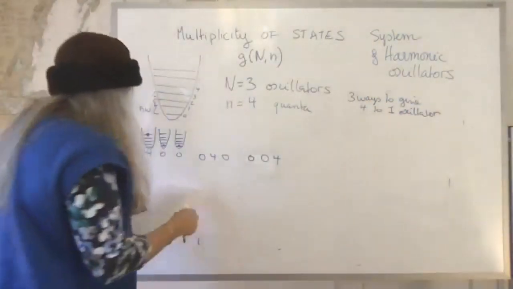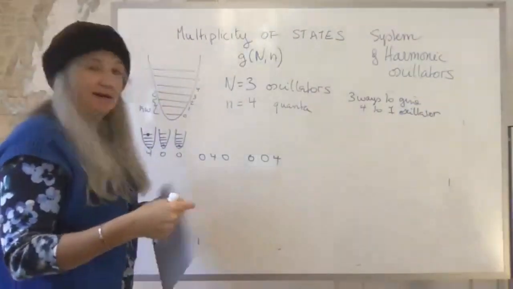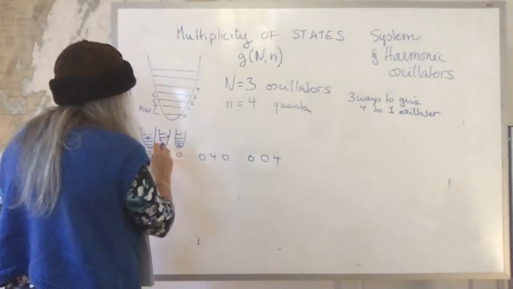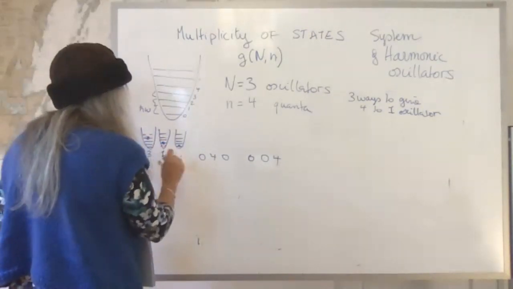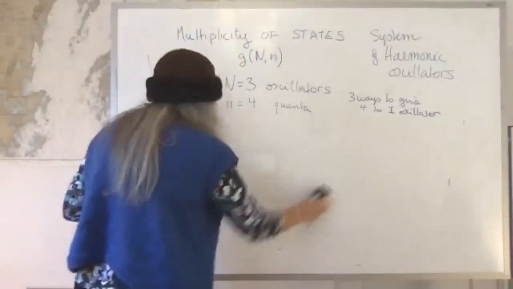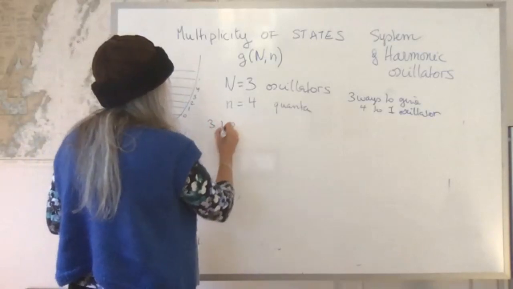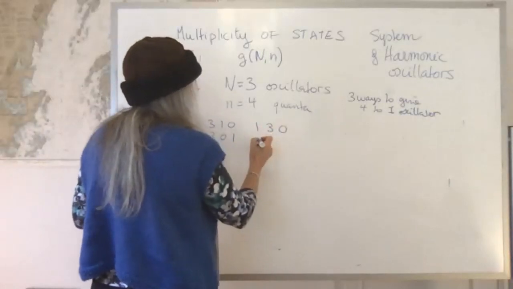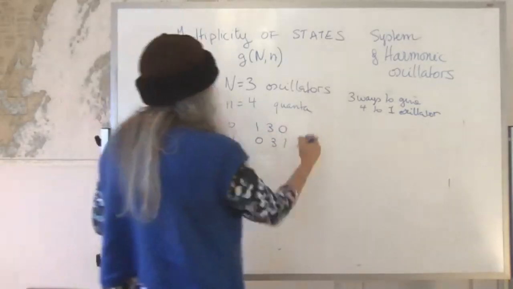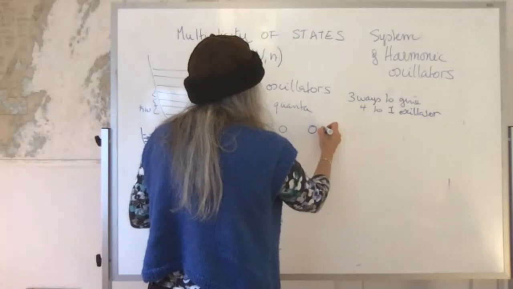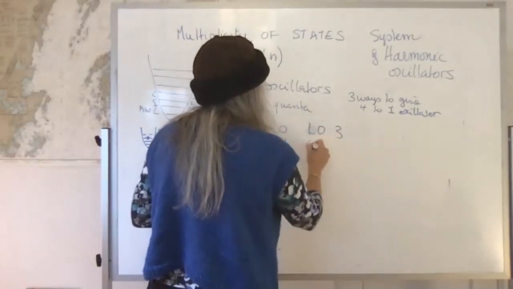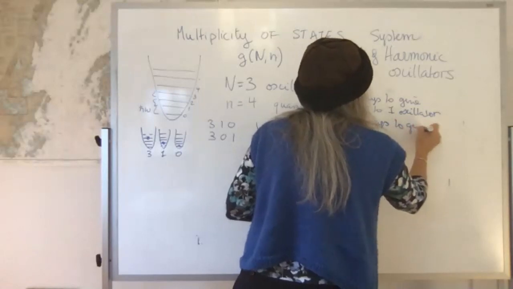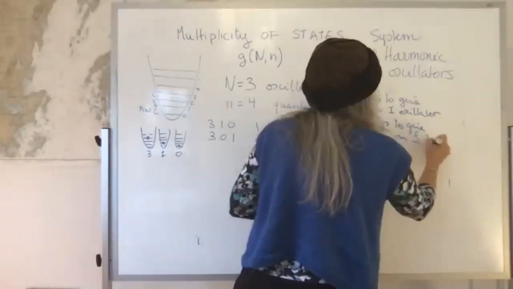Okay. Now let's give 3 to 1 oscillator. That means I have 1 left, and so I have to give 1 to one of the other oscillators. So how many ways are there to give 3 to one oscillator? That's 3, 1, 0. I can do 3, 0, 1. Then I can do 1, 3, 0. And I can do 0, 3, 1. And then there's another one like this: 1, 0, 3 and 0, 1, 3. So I have 6 ways to give 3 to 1 and 1 to 1.